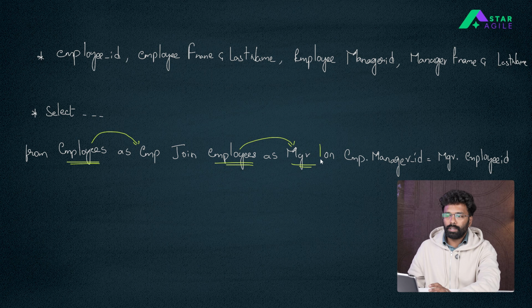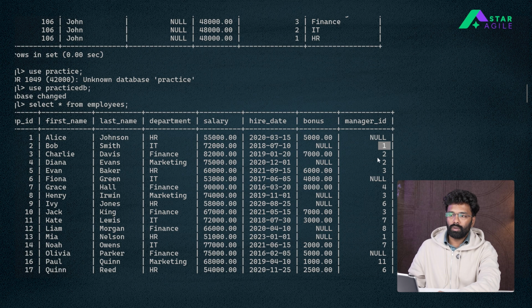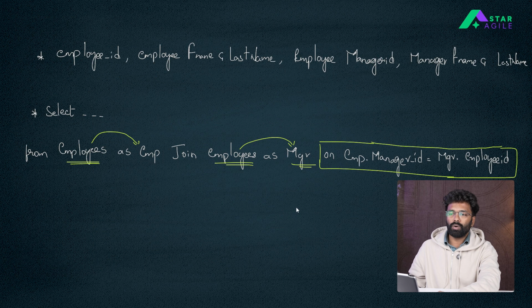Now next the column condition. This is the main part of any join, guys. On EMP dot manager ID is equal to MGR dot EMP underscore ID, meaning one person's manager ID is equal to the manager's EMP underscore ID. This is the data we are matching over here.